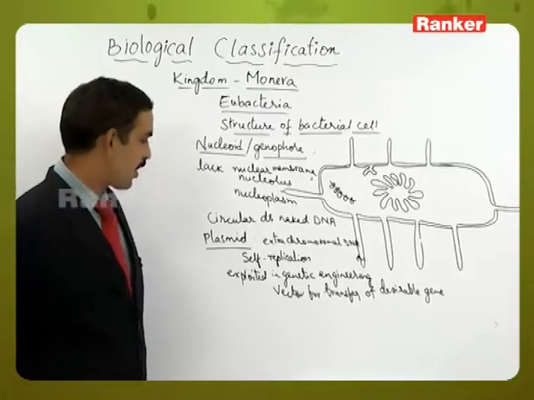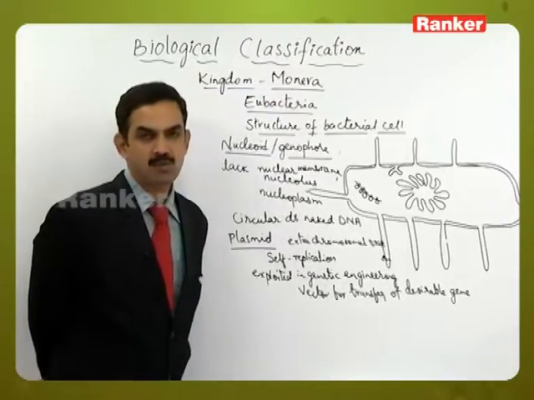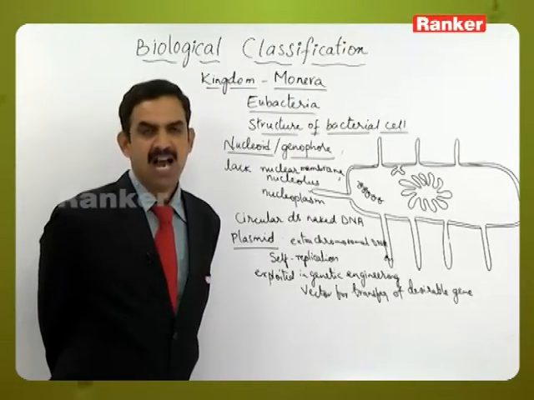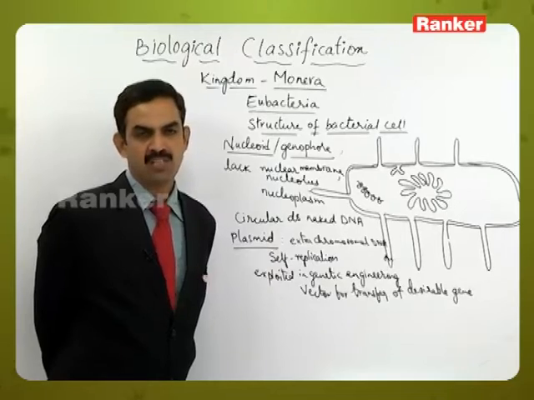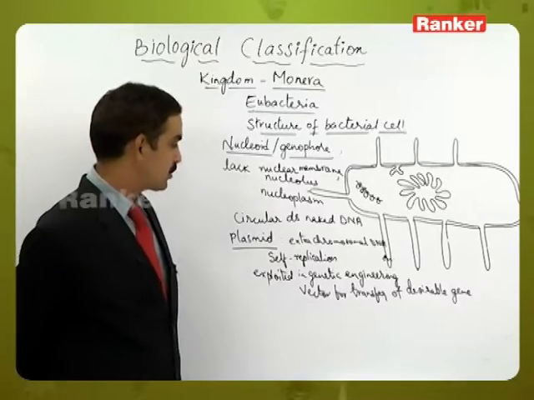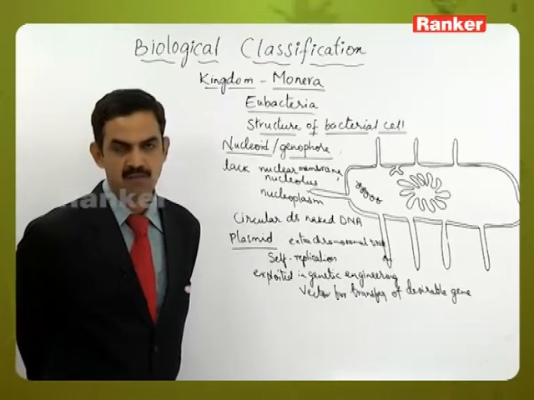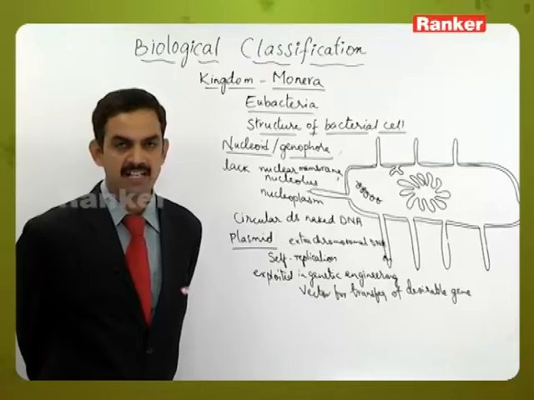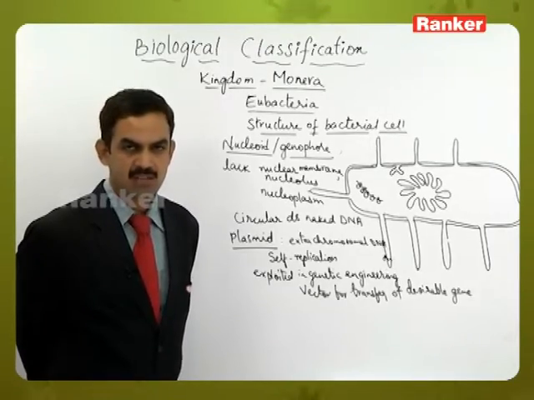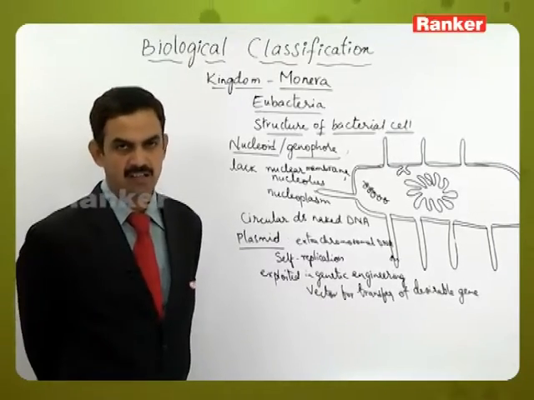Why it is exploited for that purpose is that the plasmid is made up of a few genes and the majority of its functions are not very useful. So that's the reason why it can be exploited as a vehicle in the transfer of desirable genes from one organism to another.